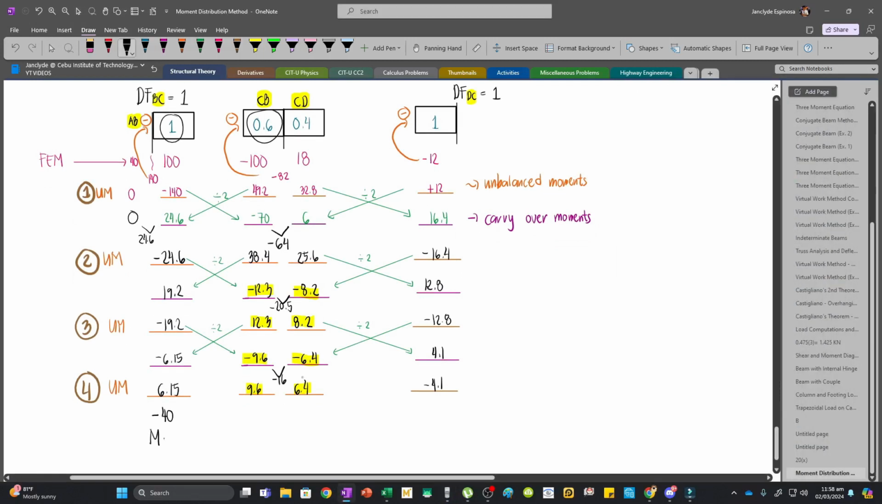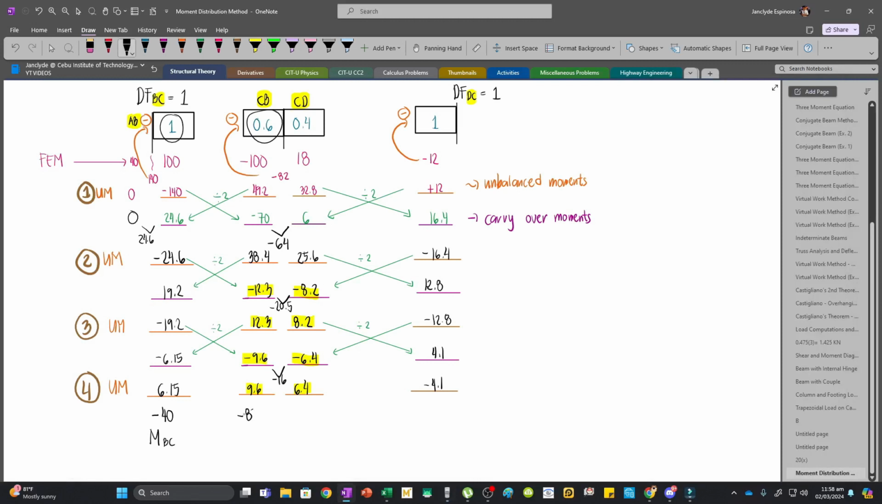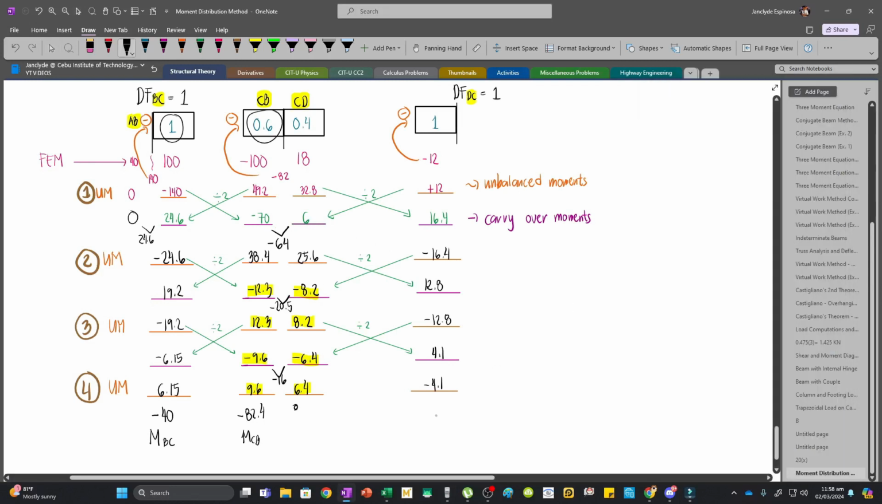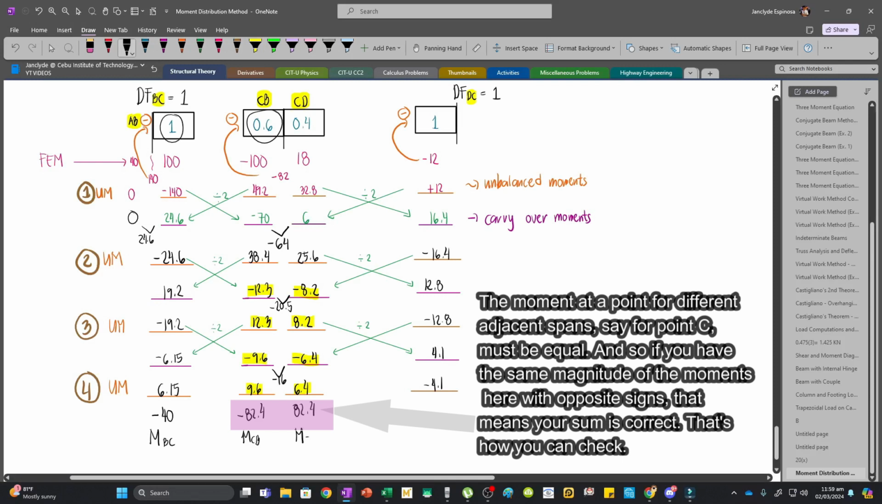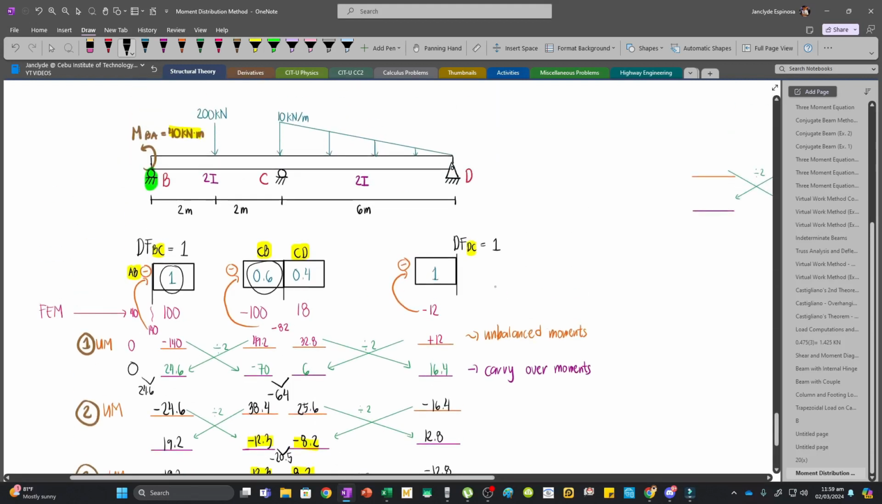This is our MBC. And then here we have minus 100 and then plus 49.2 minus 70 plus 38.4. That'll give us minus 82.4. So this is minus 82.4 for CB. By the way, we are excluding these kasi alternating na yung values. And then here we have 18 plus 32.8 plus 6 and then plus 25.6, that'll give us 82.4. So this is 82.4 and then positive. And then this is for MCD. And then here, since the values are just alternating, the sum of that will be 0. So this is MDC. And then, diba, this makes sense naman kasi this is an exterior hinge support. So the moment there will be 0.